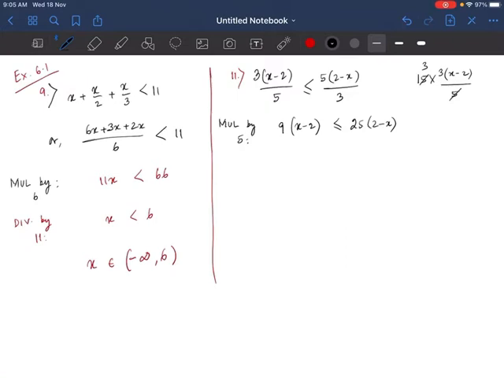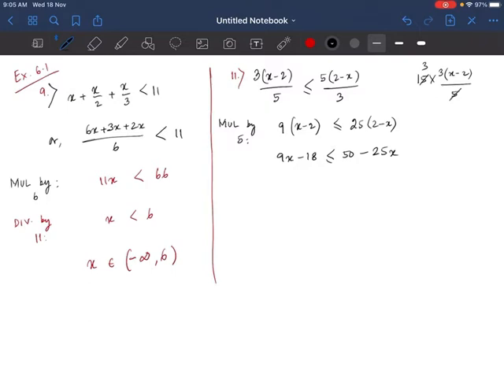Now we'll just remove the brackets. So we have 9x minus 18 on this side, and on this side 50 minus 25x. So you see, the bigger x term is 9x, not minus 25x. On the left hand side we have the biggest coefficient of x, so I will try to keep the x on the left hand side.